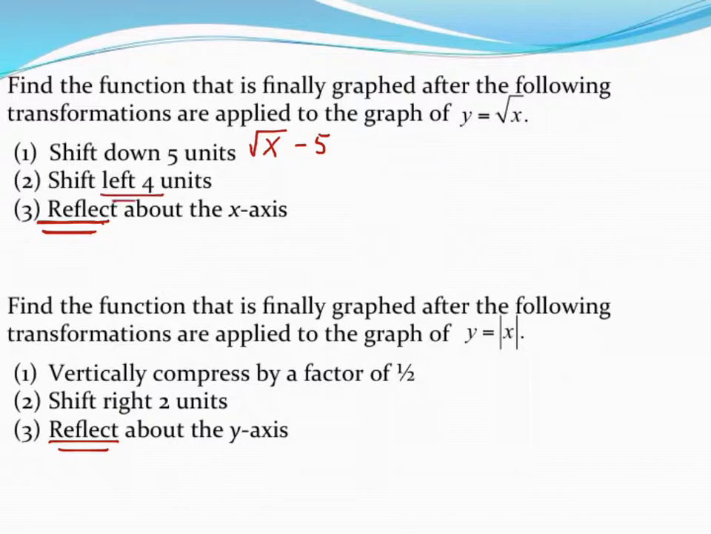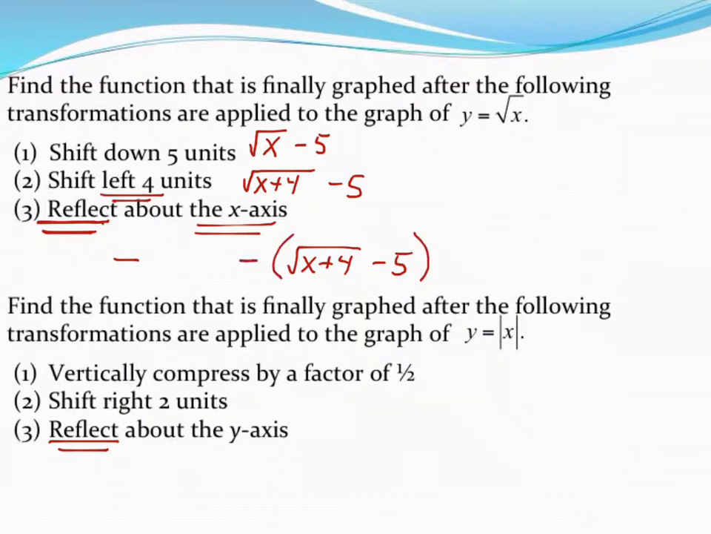Next up, I want to move left 4 units. Well, a horizontal shift will occur inside of the radical, and it's going to do the opposite of what it says. So if I want to move left 4, I actually need to add 4 to what I have. So my next step would look like this, the square root of x plus 4, and then minus 5. And now finally I have to deal with this reflection. Because I want to flip over the x-axis, what I need to do is make the whole function, or everything outside, negative. So I want to take the entire function, the square root of x plus 4 minus 5, and since I want to show everything is going to be negative, I'm going to put the whole thing in parentheses and include that negative out front.